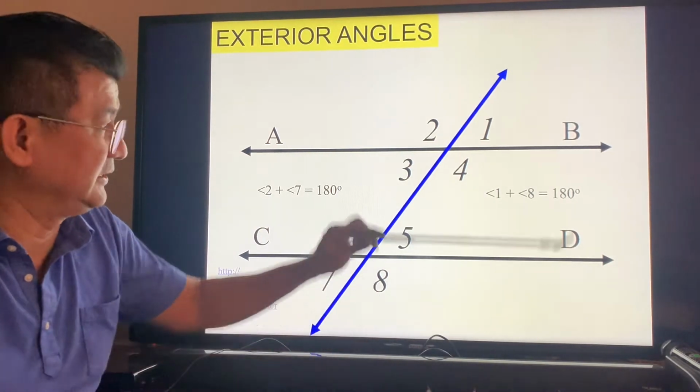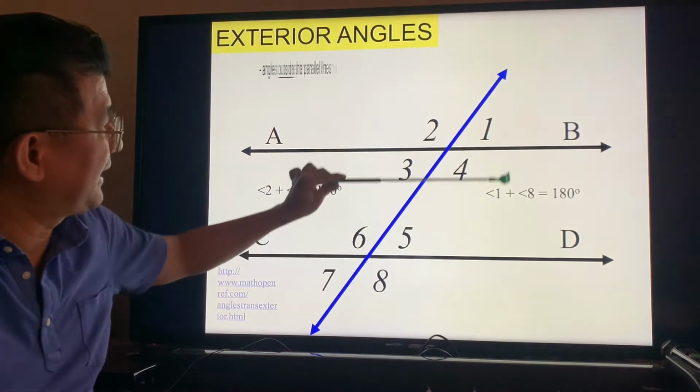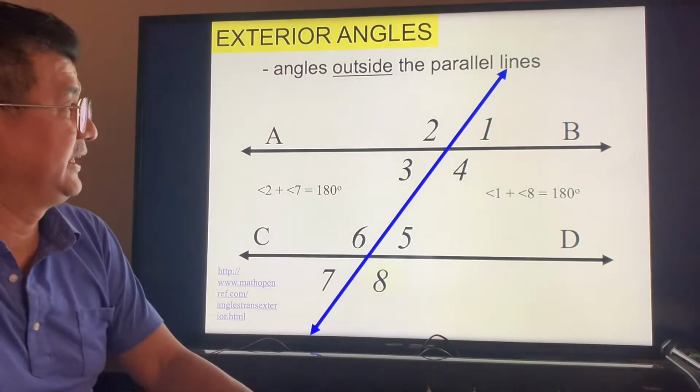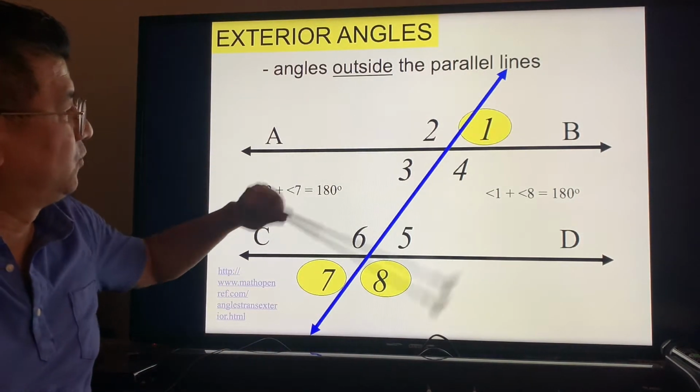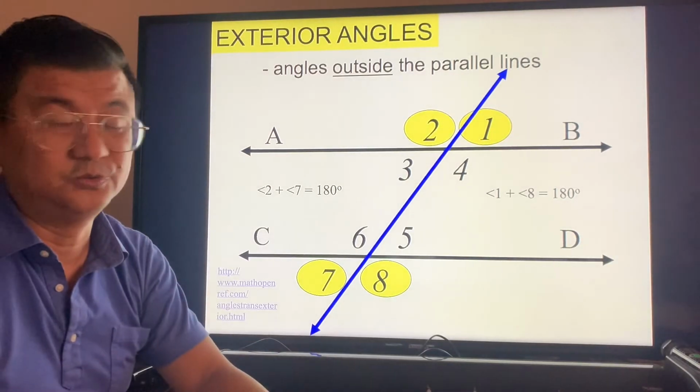Next, exterior angles, from the word exterior. So outside those walls, outside the parallel lines. So what are they? I see angle 8, angle 7, angle 1, and angle 2.